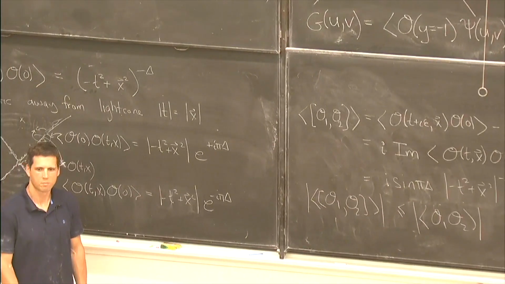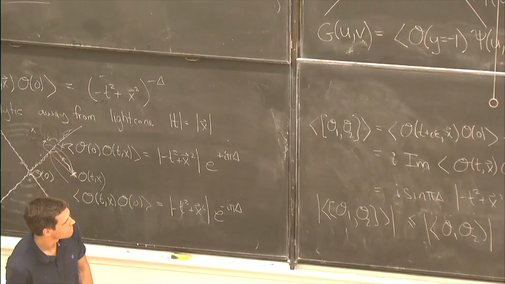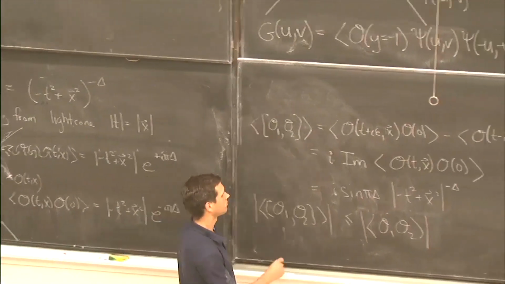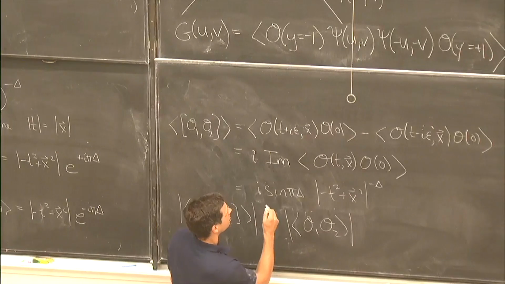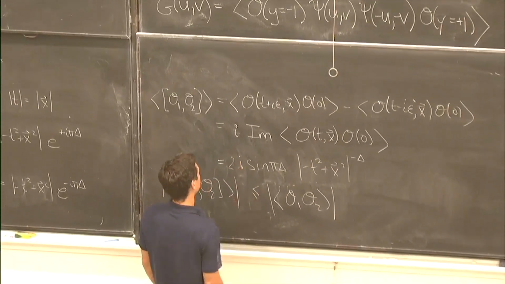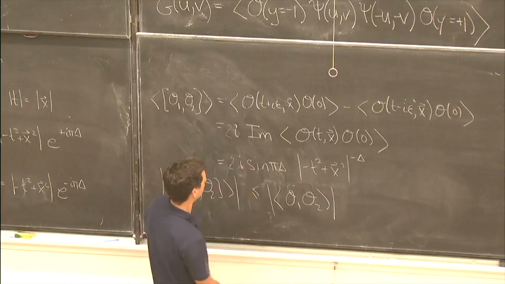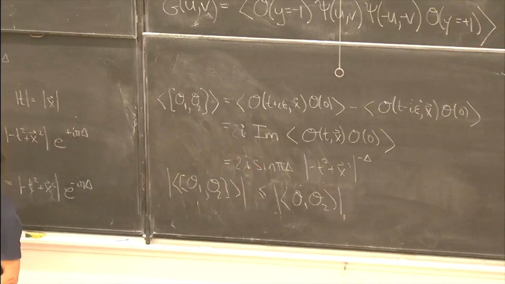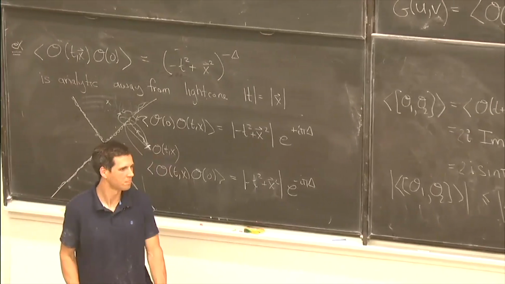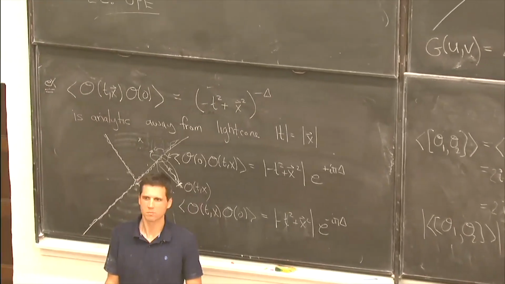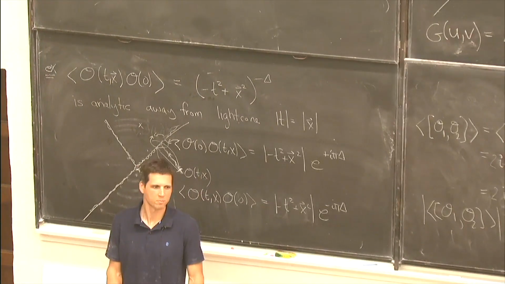It should be 2 sine. Right? It should be, yeah, a factor. Here? Or here? Maybe it was here? Yeah.